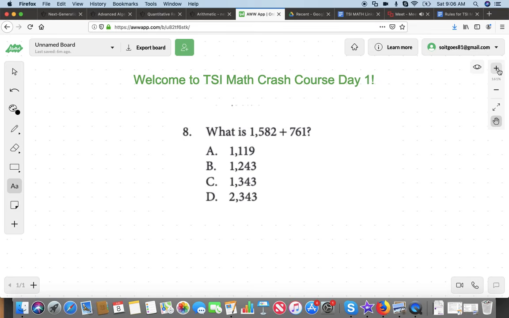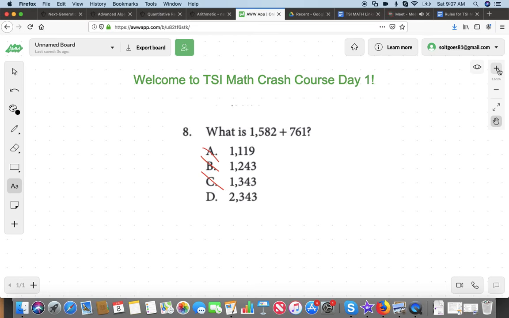I mean, that's crazy. We're not subtracting here. We're adding. The correct answer has to be bigger than 1,582. There's only one answer choice that's bigger than 1,582. Okay? So let's eliminate right off the bat. I want to eliminate answer choice A. I want to eliminate B. I want to eliminate C. It's looking like D. And it is, right? Let's carry out the operation.